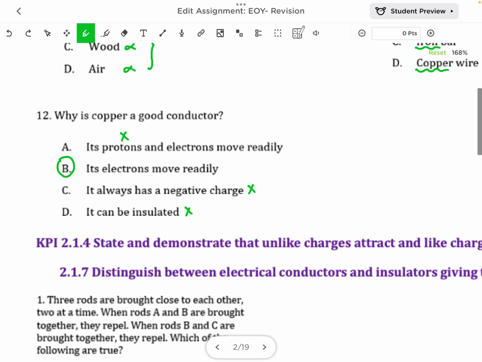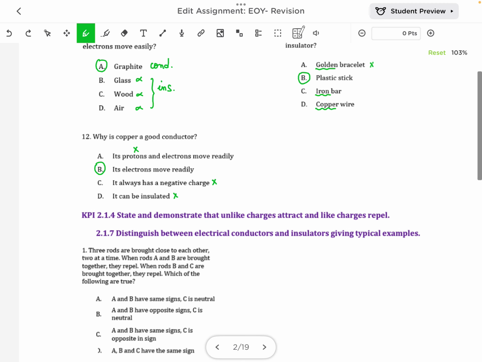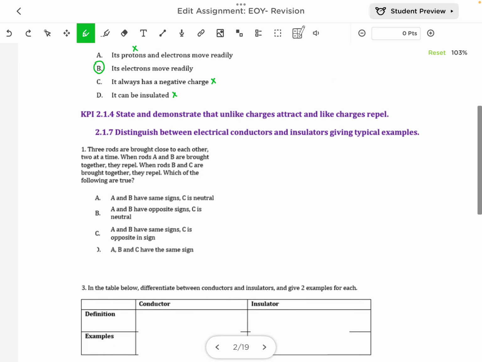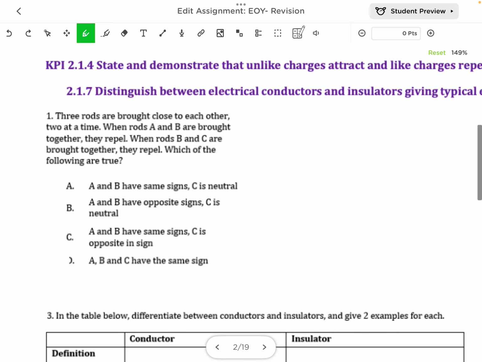State and demonstrate that unlike charges attract and like charges repel. Question number 1. Three rods are brought close to each other, two at a time. Rods A and B are brought together, they repel. So A and B have the same charge, because they are repelling each other.